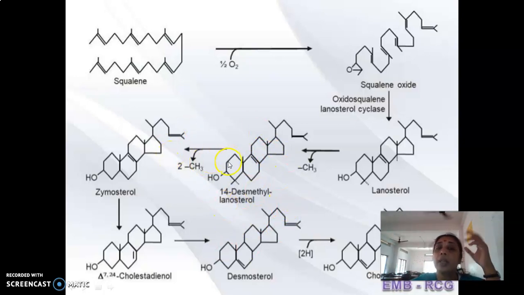Now this is followed by the removal of the remaining two methyl groups, which were on the 5th carbon atom. So again, the two methyl groups are removed by the demethylase enzyme to give rise to a compound known as zymosterol. The zymosterol, right? Now, it's again having almost the same structure.